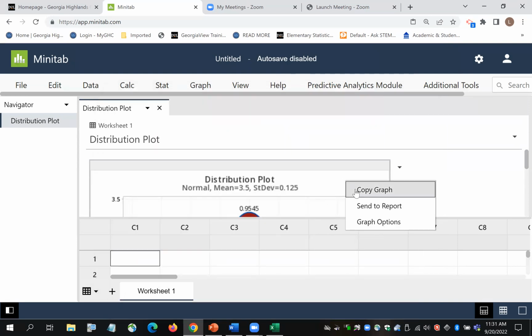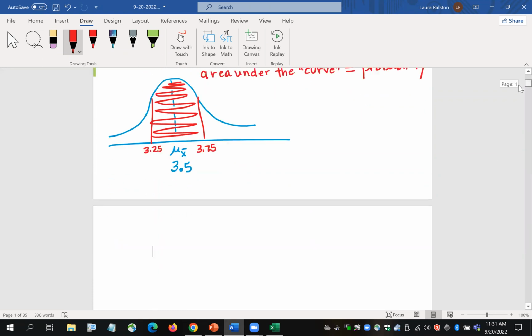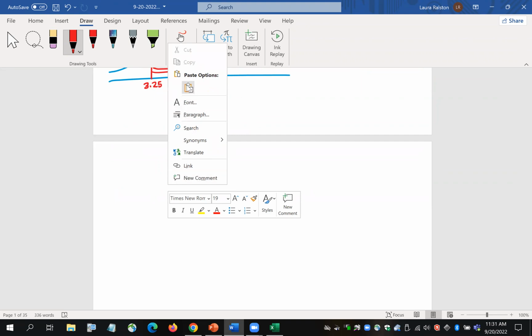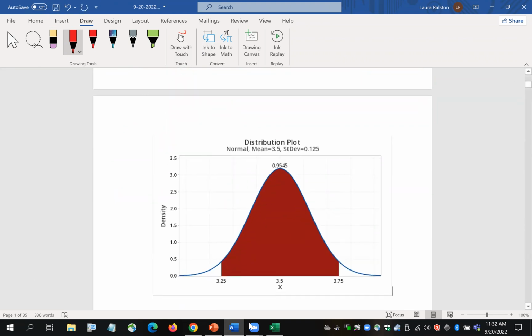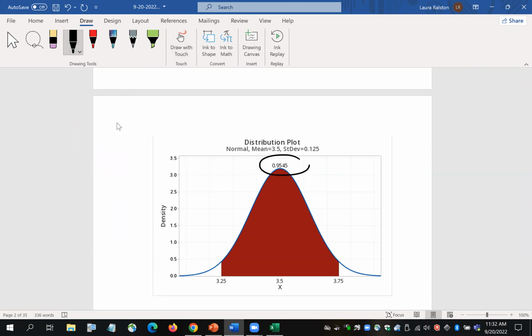And we get this plot, and I'm going to copy it over to the paper so it's easier for you guys to see. Okay, so here's our graph. Remember you have your horizontal axis, it's bell-shaped. Your mean is indicated at 3.5, and then you can see 3.25 and 3.75. What we're looking for is this value here that's kind of hanging out in space. That represents that red shaded region.